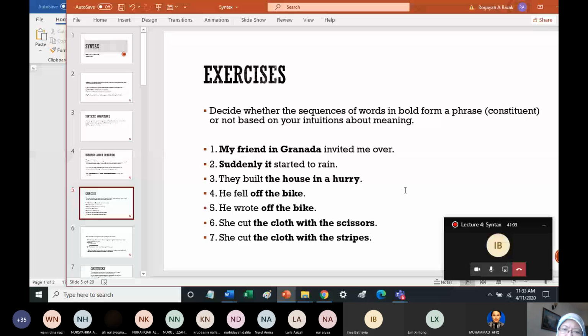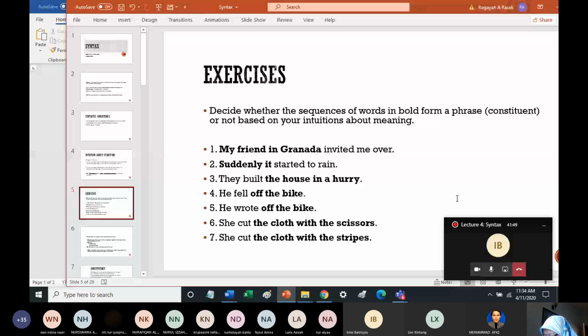So write off means, so actually he wrote off the bike, it's not a constituent because off is actually part of write off. He wrote off is one constituent and then the bike is another constituent. Okay, so sometimes we have double verbs or complex verbs. So this is actually a verb and a preposition. All right. Okay, number 6.